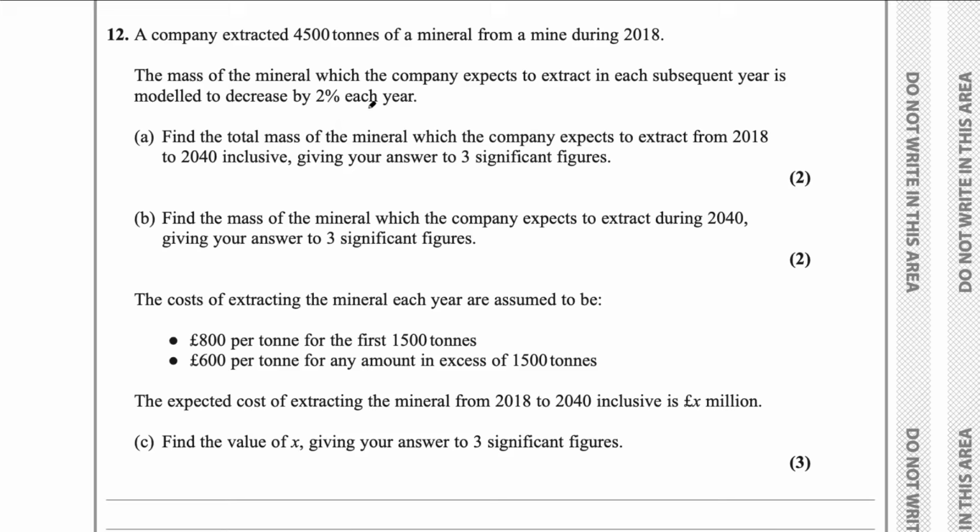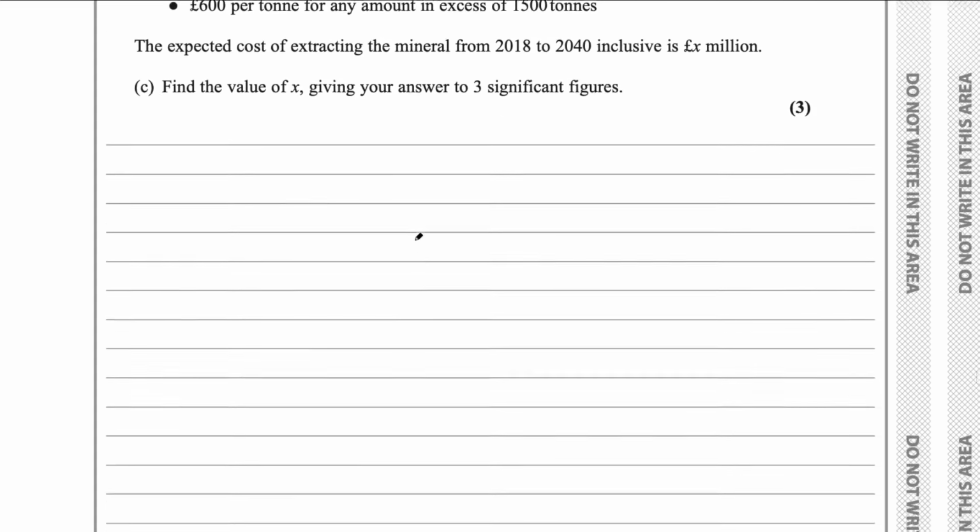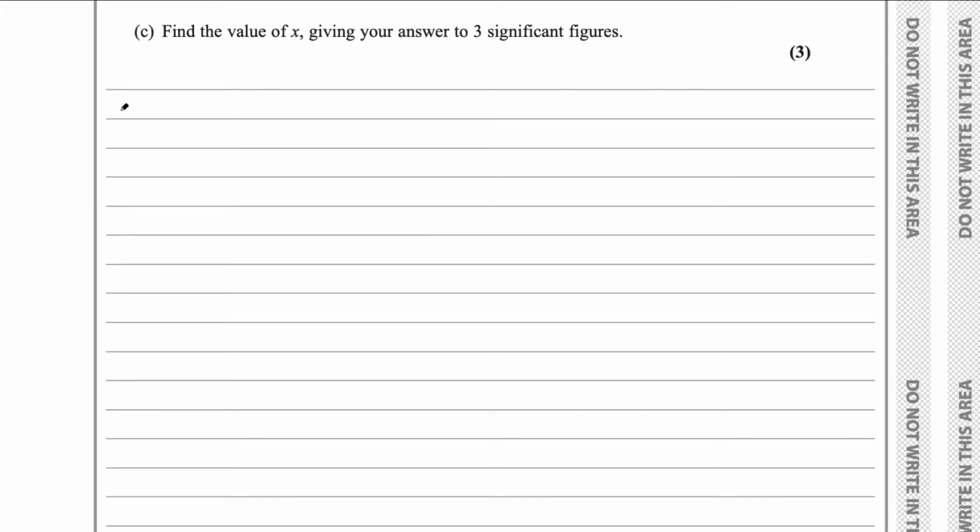So to get the next year's minerals extracted, we would multiply this by 0.98. Then the next year we'd do the same thing. So it's a geometric series. You're multiplying by the same thing each time. And then to find the sum of all those, we're going to use that sum formula for a geometric series. So once you recognize that, this should be fairly straightforward. So let's write down some of the information. So we have the mass in 2018 equal to 4,500 tons. We have a decrease of 2% per year or per annum.